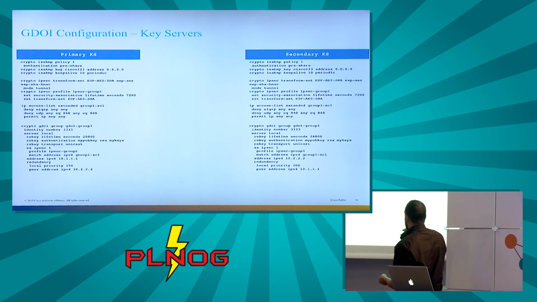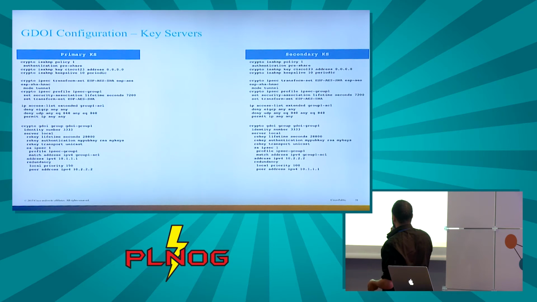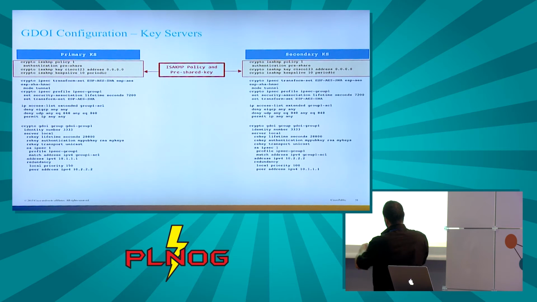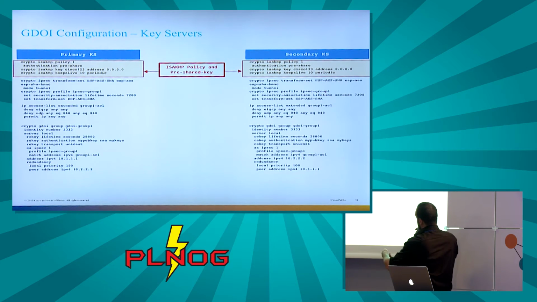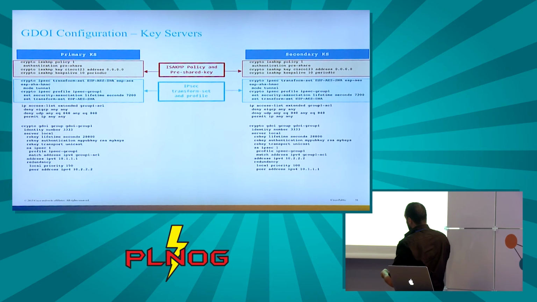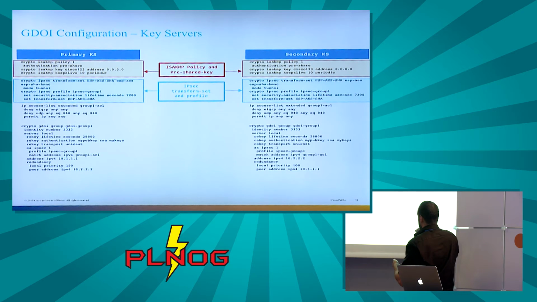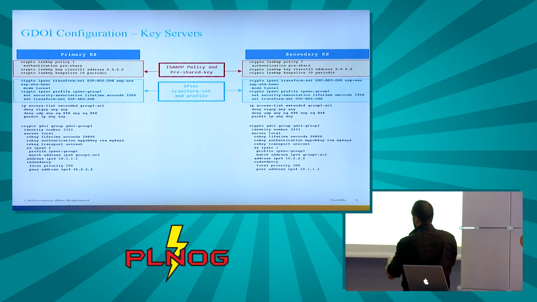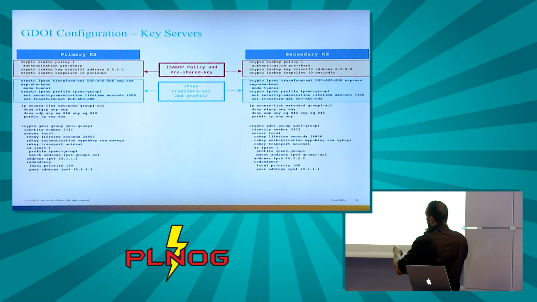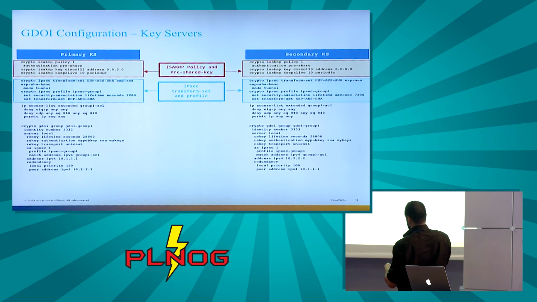So let's have a quick look at the configuration. Here's a GDOI config for a key server using the COOP protocol. Here you have the ISAKMP policy with the preset key. Here is where you define the IPsec policy, the way you want to encrypt traffic using a cipher, for example, AES and SHA. The lifetime of the SA, so 7,200 seconds.